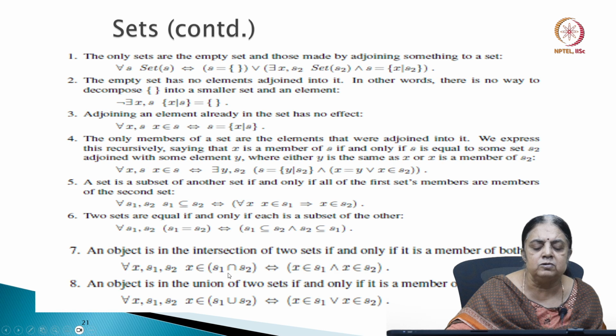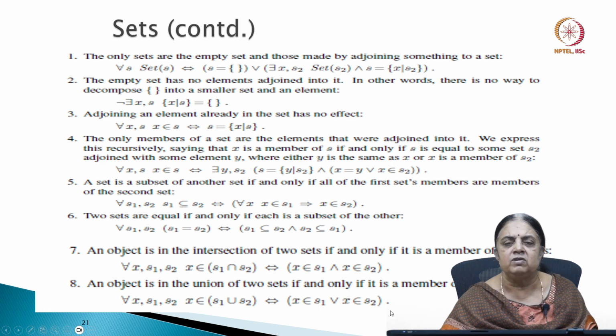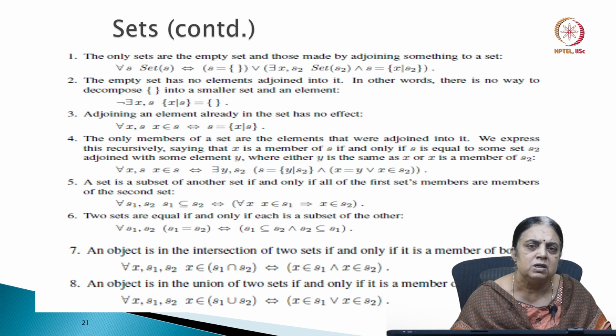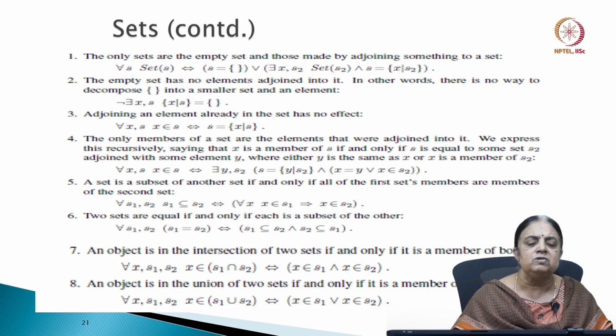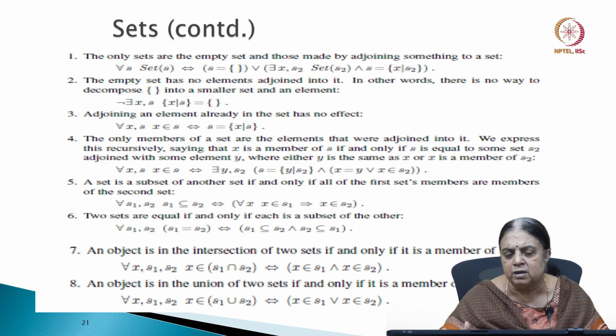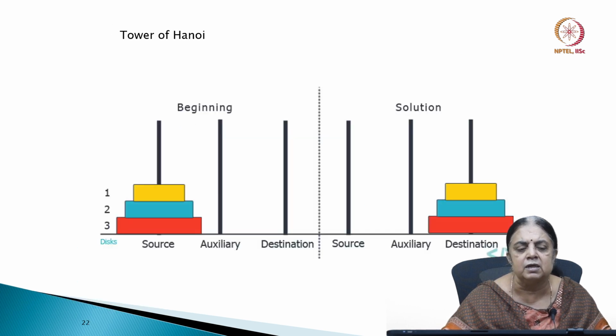So X belongs to S1 intersection S2 if and only if X belongs to S1 and X belongs to S2. And in the union, X belongs to S1 union S2 if X belongs to S1 or X belongs to S2. If it's either in S1 or S2, then it's in the union of the two sets. So this is the way you can represent concepts in sets using predicate logic, basically.